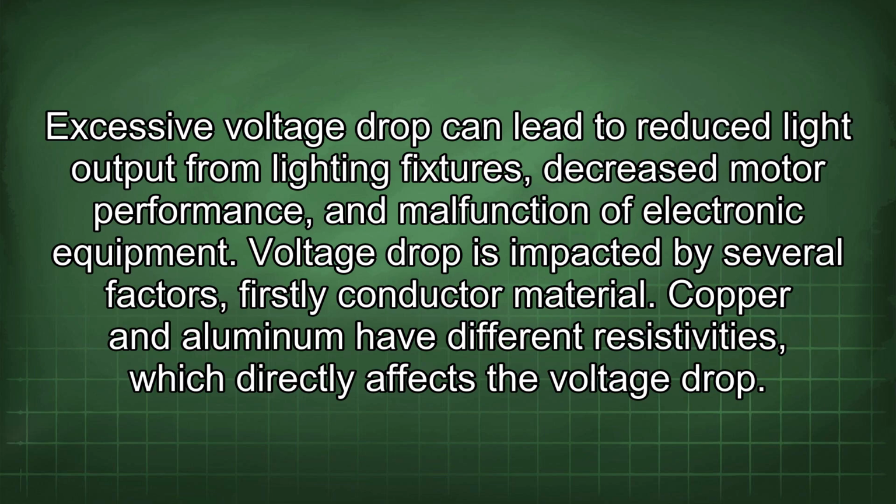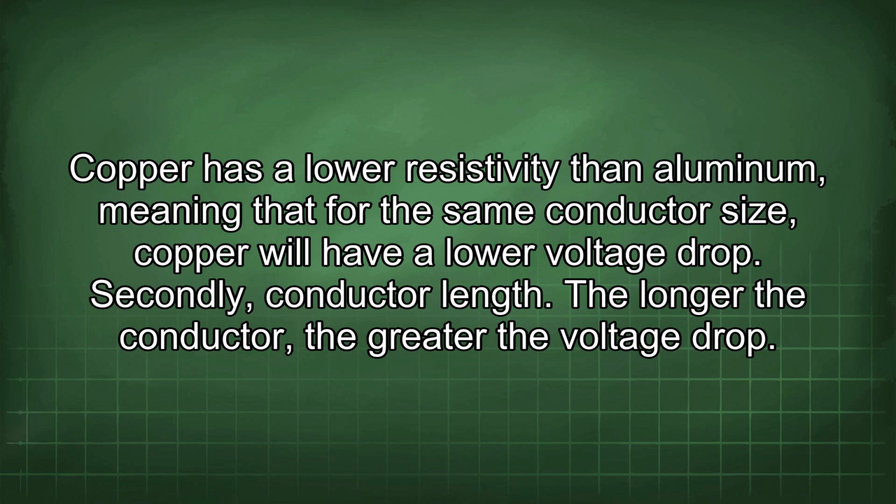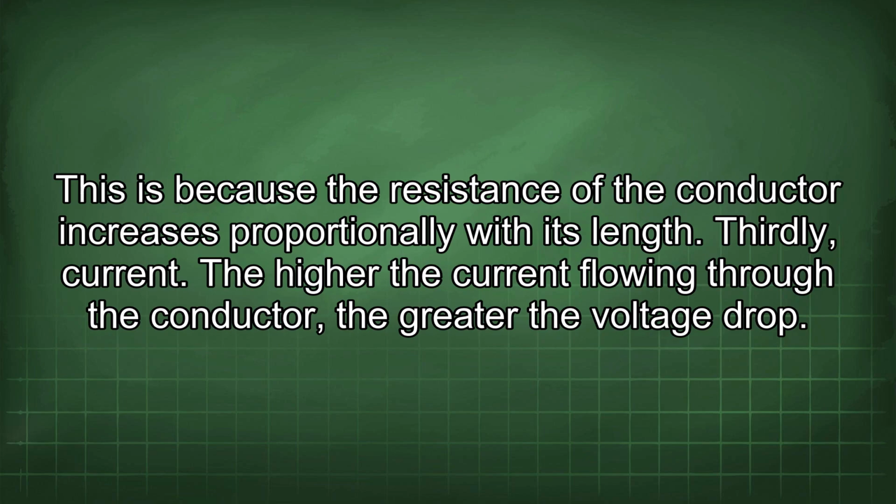Firstly, conductor material. Copper and aluminum have different resistivities, which directly affects the voltage drop. Copper has a lower resistivity than aluminum, meaning that for the same conductor size, copper will have a lower voltage drop. Secondly, conductor length. The longer the conductor, the greater the voltage drop.